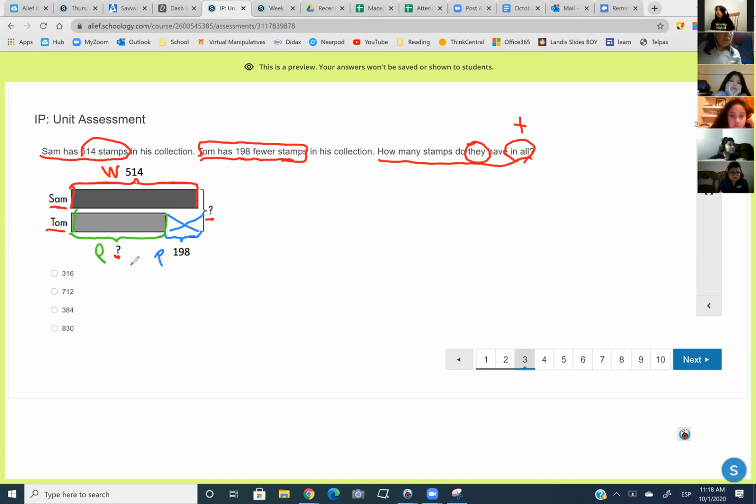This time I'm looking for the part. And again, when I'm looking for the part, I'm doing subtraction. So I'm going to subtract 514 minus 198. So I cannot subtract 8 from 4. So I regroup. 0 becomes 14. 14 minus 8 is 6. From 0, I cannot take 9. So I regroup. This becomes 4 hundreds and 10 tens. And then 10 minus 9 is 1, and 4 minus 1 is 3. So that's my answer. This is how many Tom has.